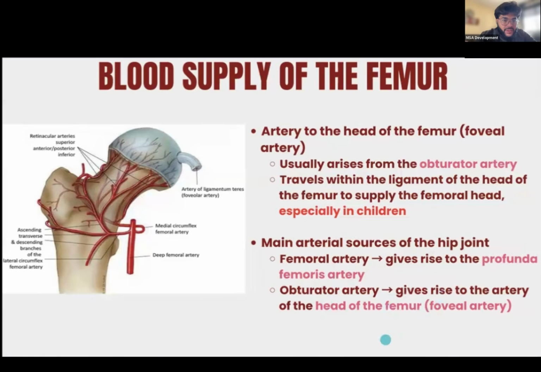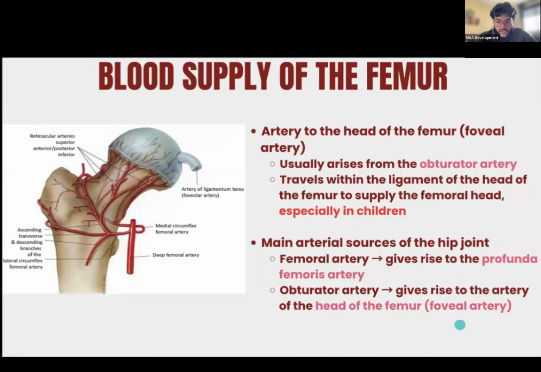And again, the main blood supply to the hip joint is the femoral artery, which gives rise to the profunda femoris artery. And you have the obturator artery, which gives rise to the foveal artery. Keep in mind that the foveal artery is especially important in children. You guys probably took this in your normal lectures. In adults, the other blood vessels will take over to supply the head of the femur.